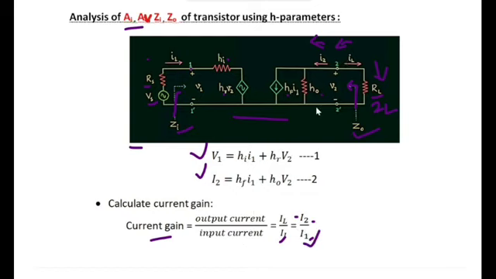Now we will derive this in terms of H parameters. Here V2 is the voltage across ZL. We know that the voltage across the load resistor is the resistance value times the current value. The current flowing through the load resistance is minus I2 and the load resistance value is ZL. So V2 is minus I2 into ZL.